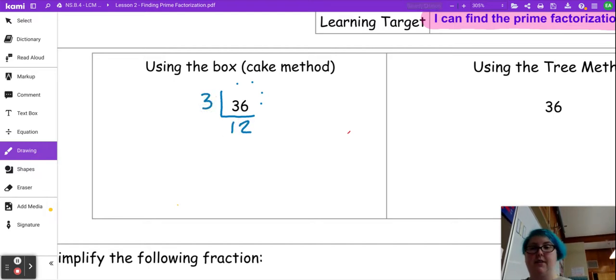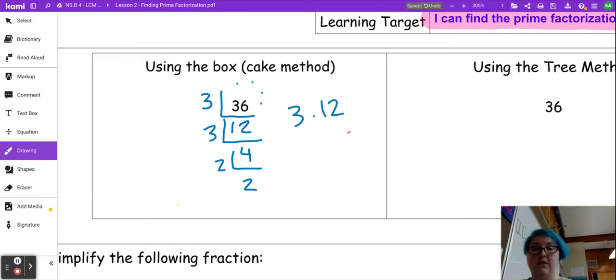That's 36. So then 12 can be broken down further into 3 times 4. 3 is a prime number. 4 can be broken down into 2 times 2. So you'll notice 3 times 12 equals 36. And then we've got 3 times 4 equals 12. And then 2 times 2 equals 4. So we've broken down any number that isn't a prime number into the primes.